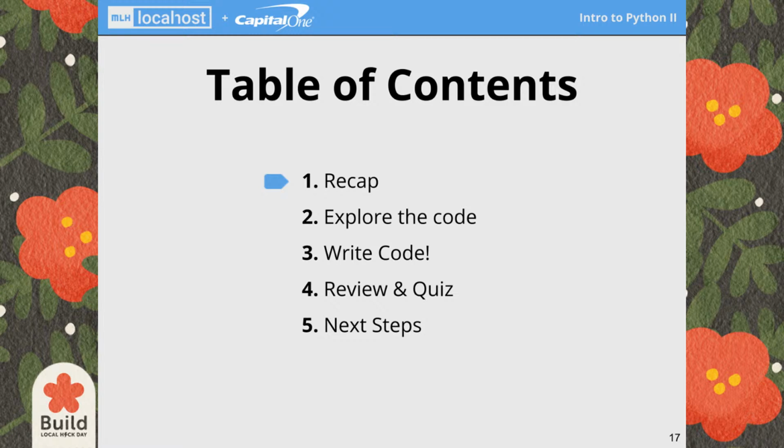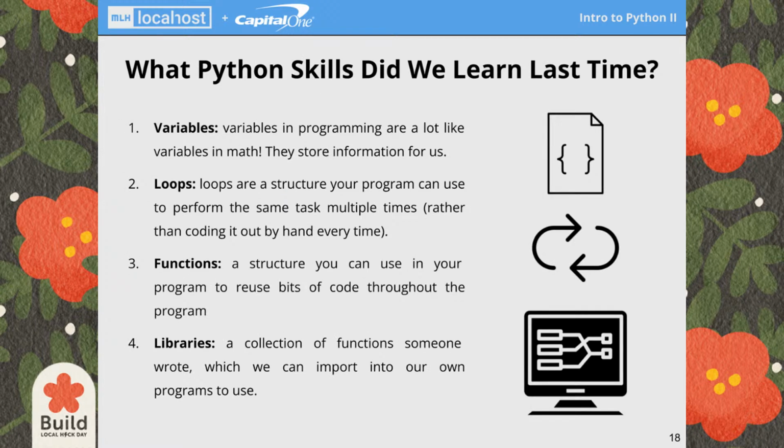Okay, cool. So what Python skills did we learn last time? We learned about variables. We learned about loops, functions, and libraries. Variables in programming are a lot like variables in math. They store information for us. That's like saying x equals 5 or x equals my name, Ethan, or x equals anything like that. That's a variable.